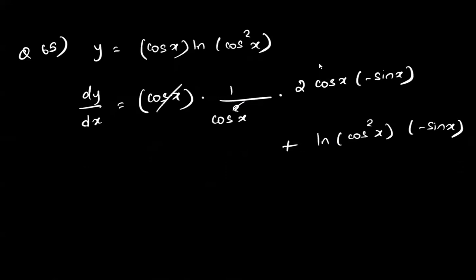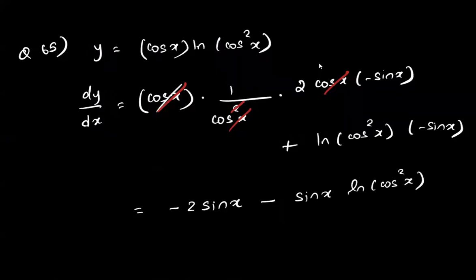I'm canceling a bunch of stuff. So this cosine cancels with one of the cosines, this cosine and this cosine go away. So that means what I have here is negative 2 sine x minus sine x ln cosine squared x, which is my final answer.